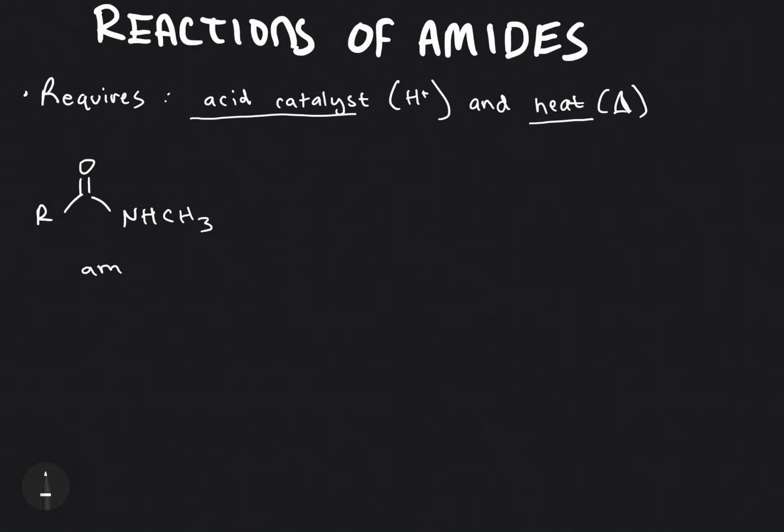So here is our amide, and let's react it with water. And like we said, we know we need an acid catalyst, so we can put an acid in there, and heat. This triangle here just means heat.